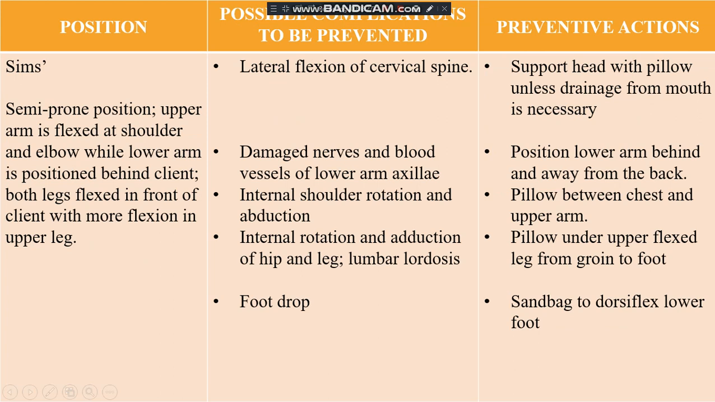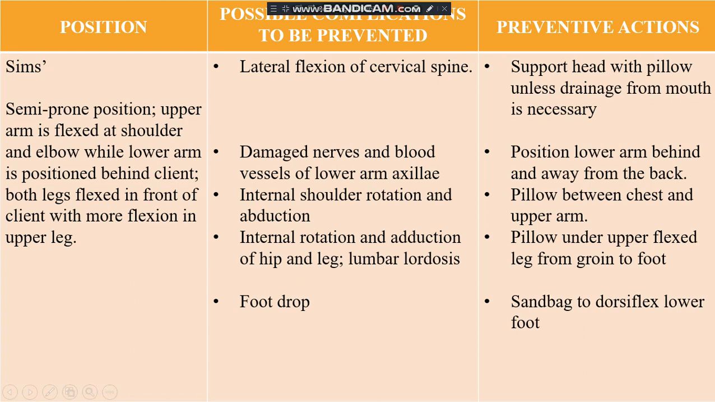Now the same position, but here it is a semi-prone position. The upper arm is flexed at the shoulder and elbow while the lower arm is positioned behind the client. Both legs are flexed in front of the client with more flexion in the upper leg. Lateral flexion of the cervical spine may occur. So we have to support the head with a pillow unless drainage from the mouth is necessary. Then damage to nerves and blood vessels of the lower arm and axilla may occur. So we have to position the lower arm behind and away from the back. Then internal shoulder rotation and abduction may happen. In order to prevent that, we place a pillow between the chest and upper arm.